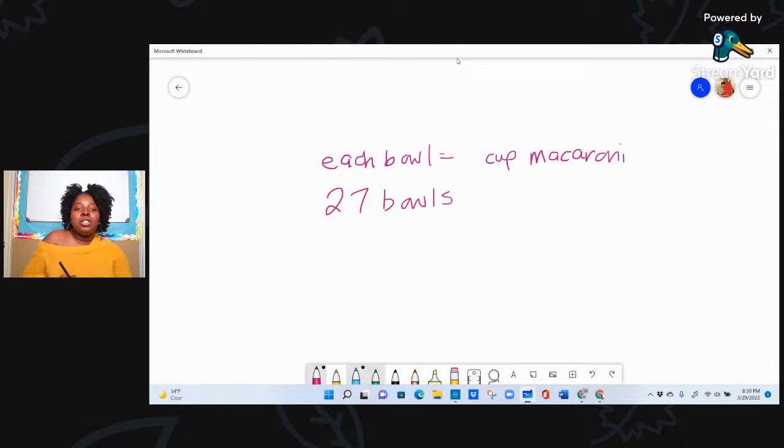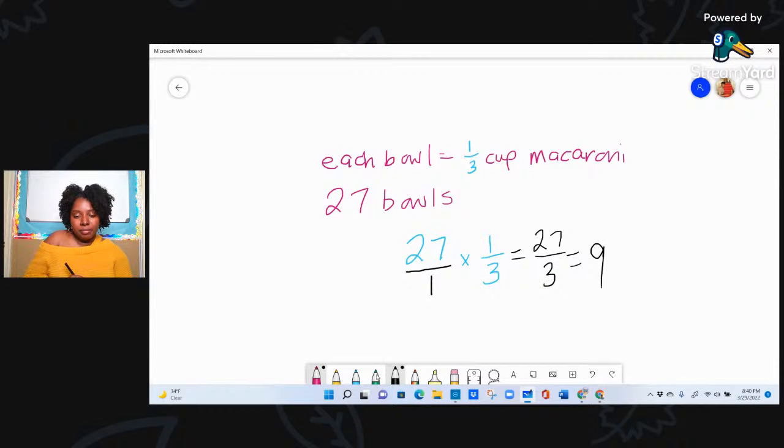Whatever you would normally do with the whole number, now let's put that fraction back in. Each bowl is 1/3 cup, and I have 27 bowls. This is a multiplying question. So we're doing 27 times 1/3. We put a 1 underneath here to make it a fraction. So 27 over 1 is your fraction. 27 times 1 is 27. 1 times 3 is 3. And 27 divided by 3 is 9.